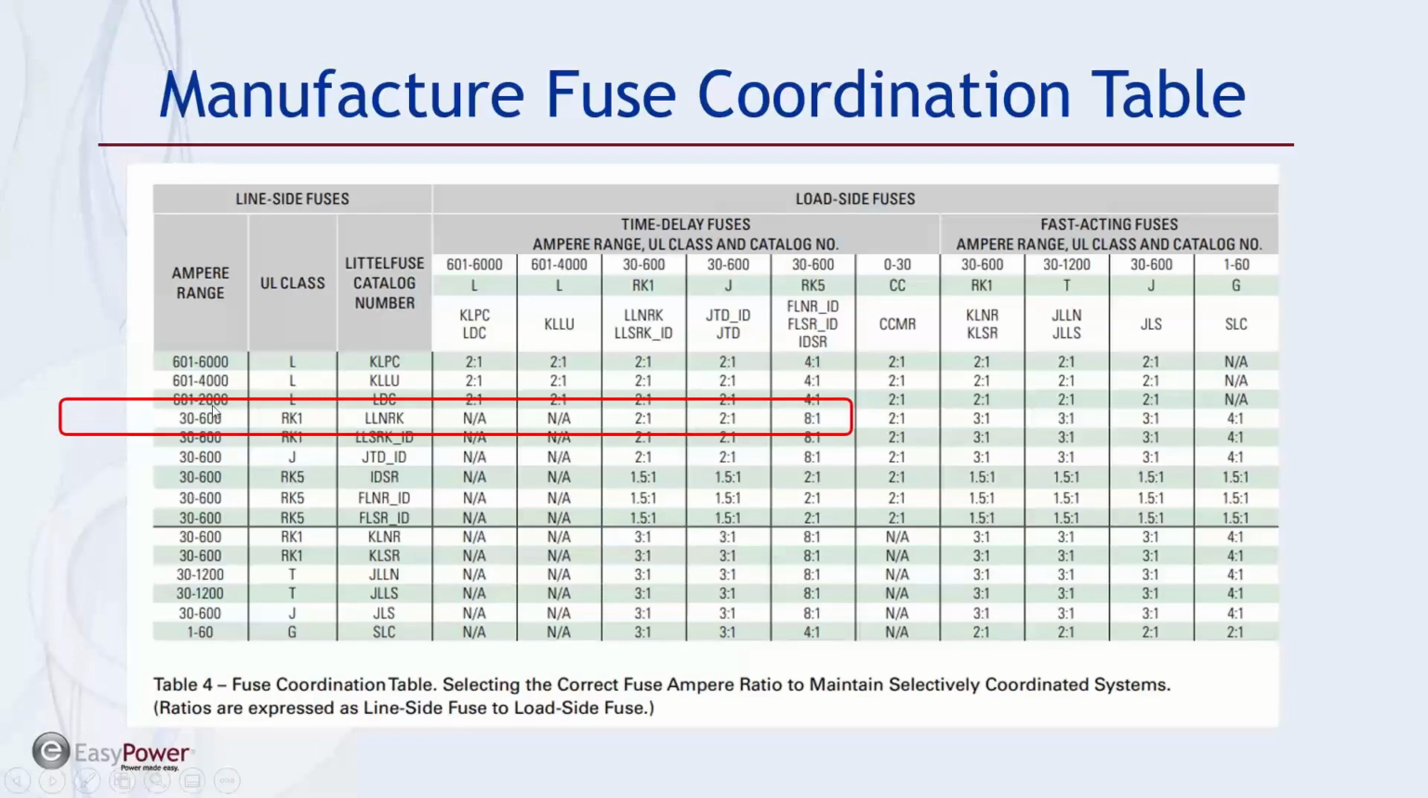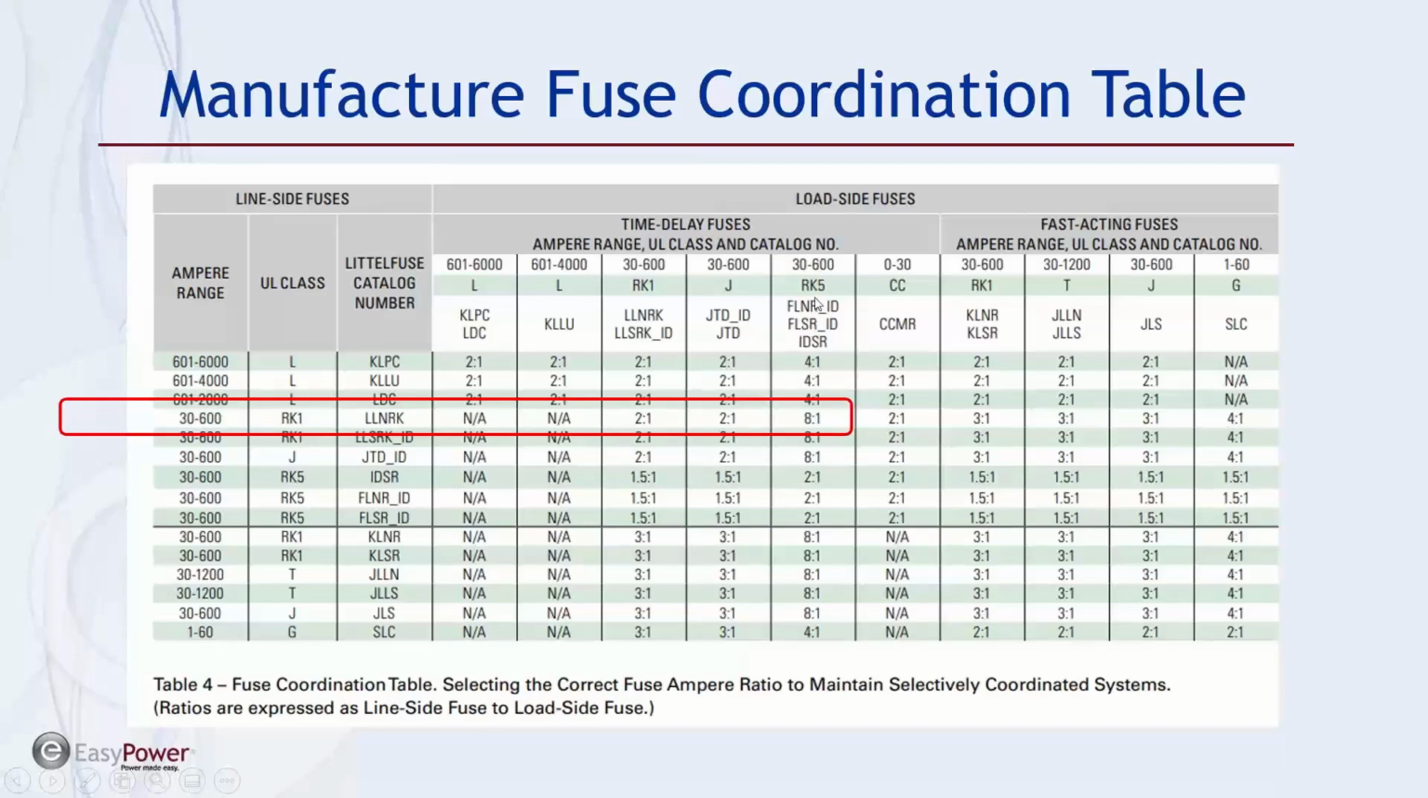And so the point, and I've jumped over the rating here for some reason, I'll get back to it. The point that I'm making is that these are all tested by the manufacturer as far as the coordination, and as long as you stay in the same family, the 2-to-1 ratio holds fairly constant. So if we have an upstream line side fuse in an RK1 class, and a part number, then if we stay in that same class, which is RK1, we can expect to see coordination if we maintain a 2-to-1 ratio between the fuse sizes in the 30 amp to 600 amp range.